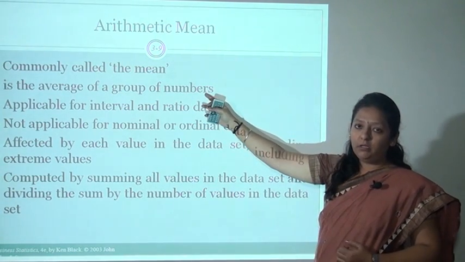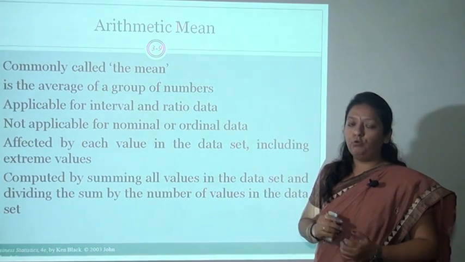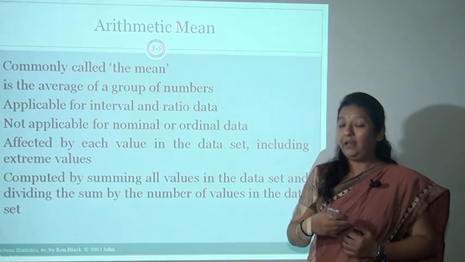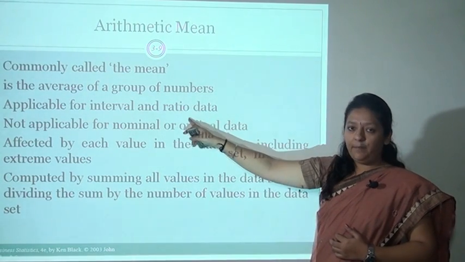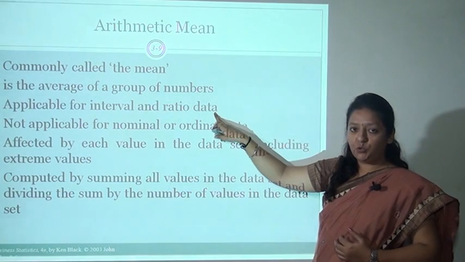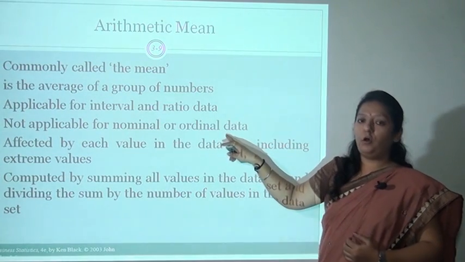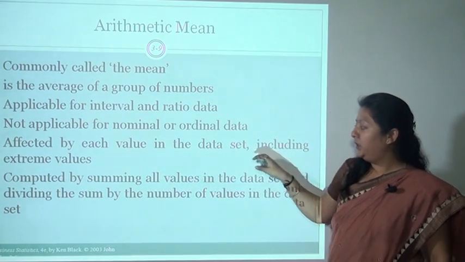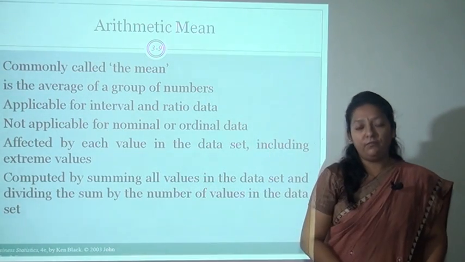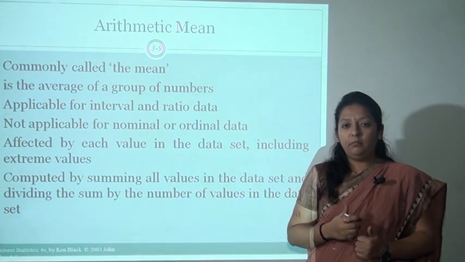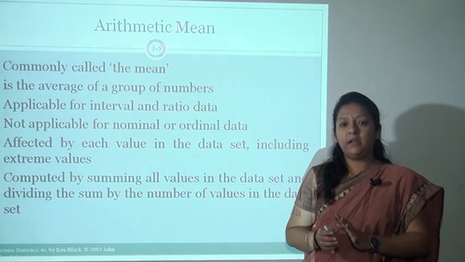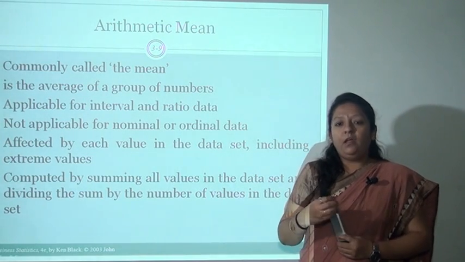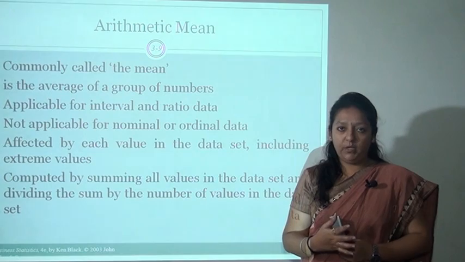It is commonly called the mean, the average of a group of numbers, or the number of observations in a data set. It is applicable for interval and ratio data, and not applicable for nominal and ordinal data. It is affected by each value in the data set, including extreme values. In the median, the value cannot be changed even though extreme or small numbers are added.